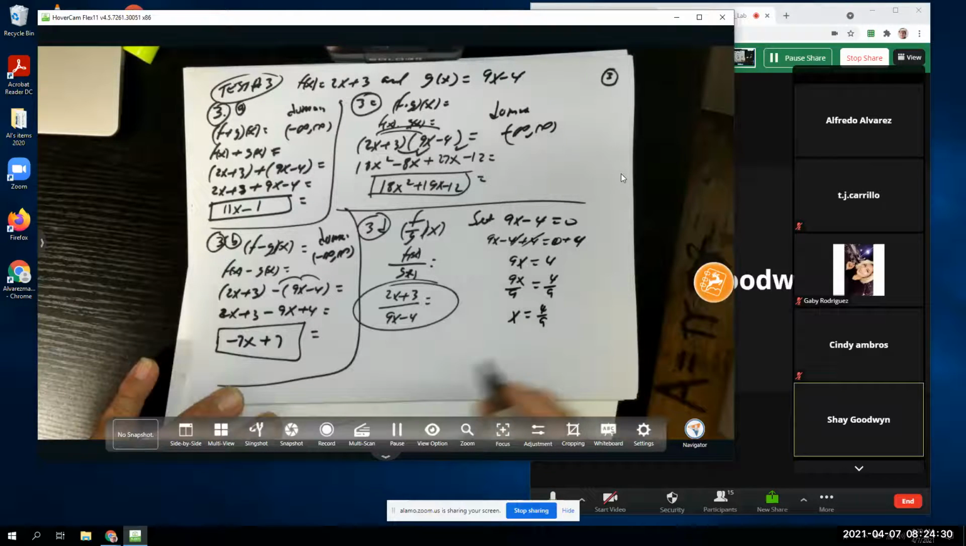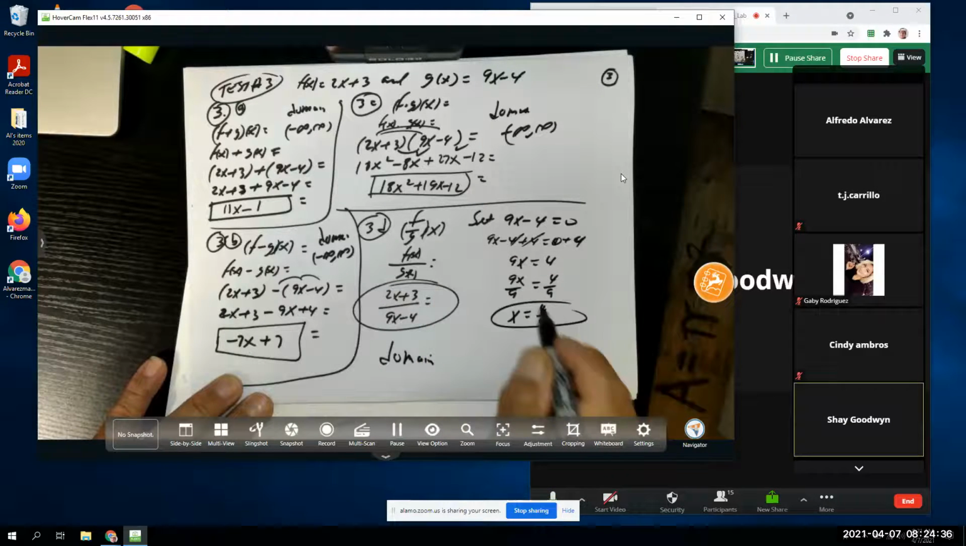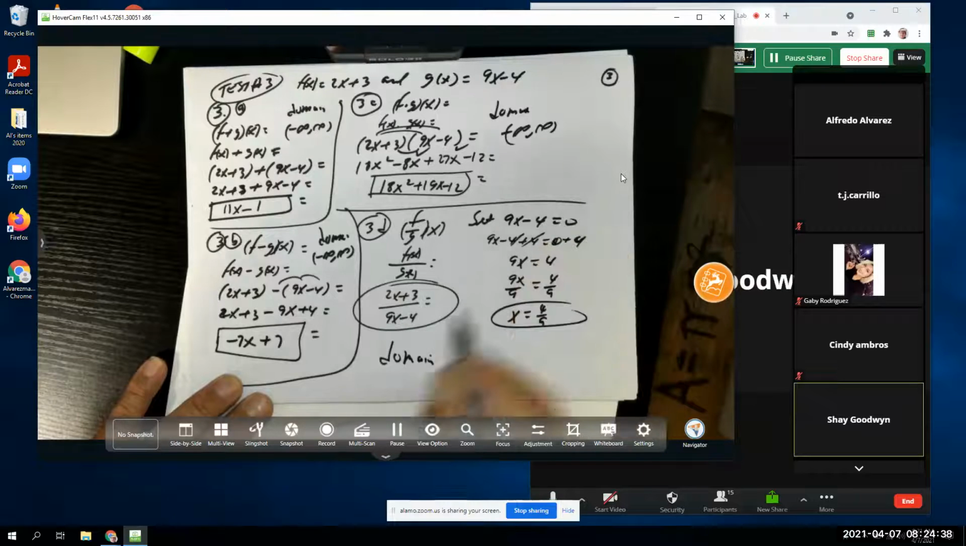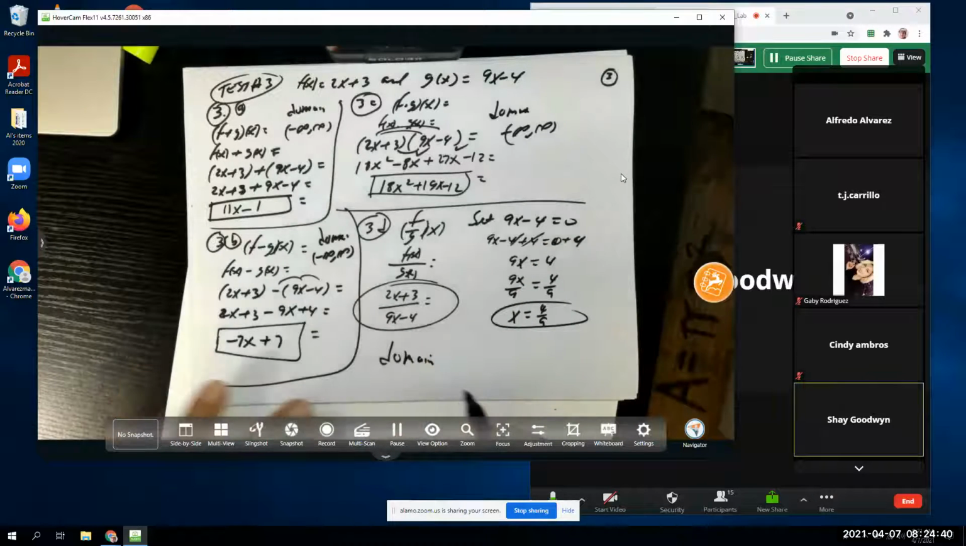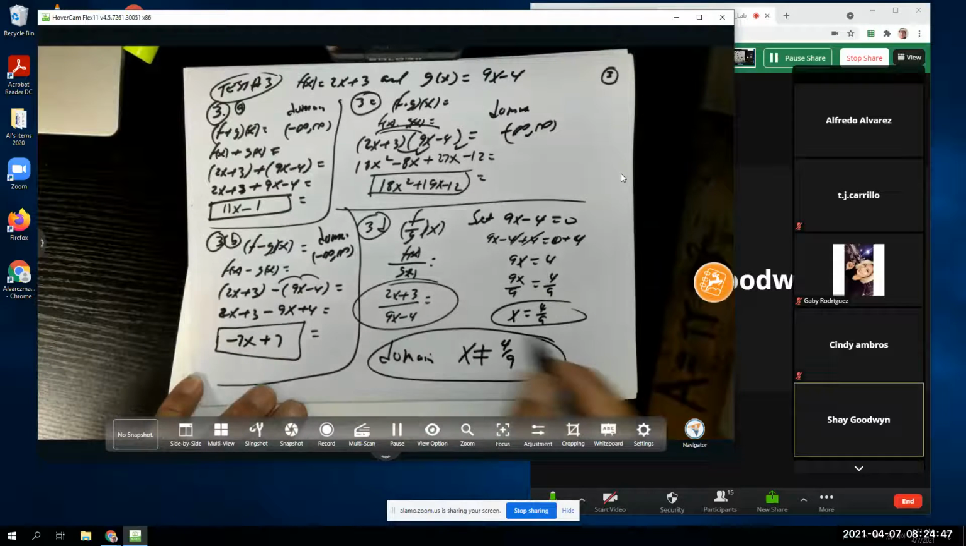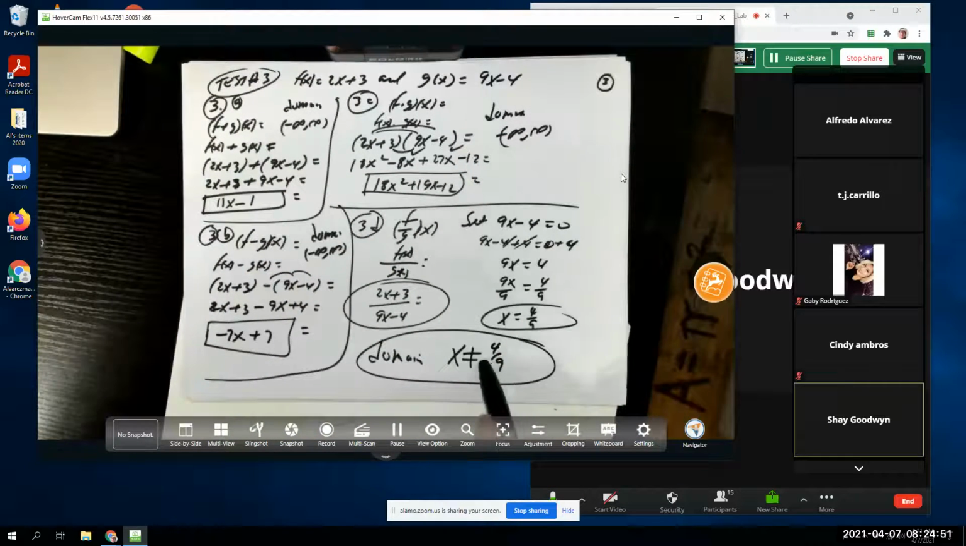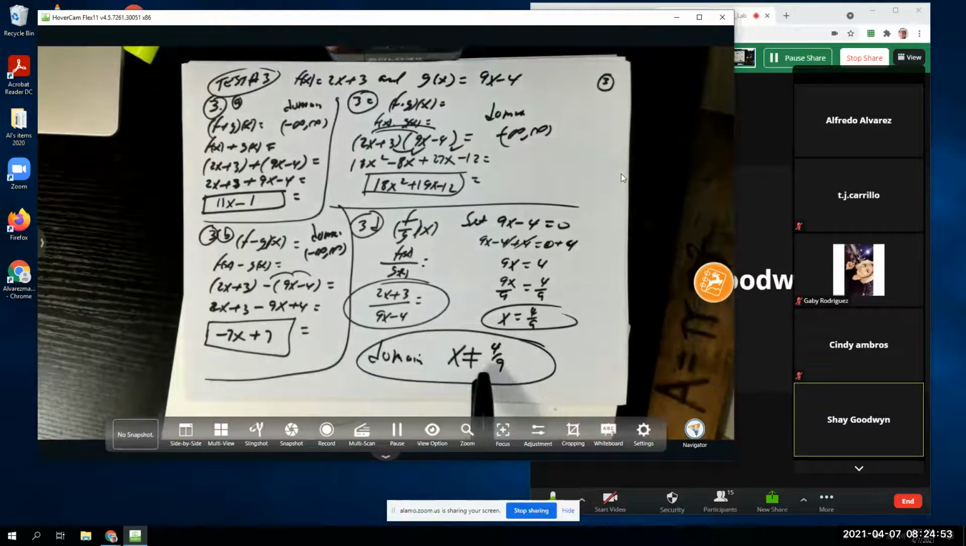So now I'm going to write this one a different way. So domain, you can use any number you want, but if you put 4 over 9 back in the original bottom, the bottom part is going to be 0. So domain is going to be this. X is not equal to what number? 4 over 9. Okay. So this was any number, any number, any number. This one, you have to use that because if you put the number in there, it'll mess up the bottom part.